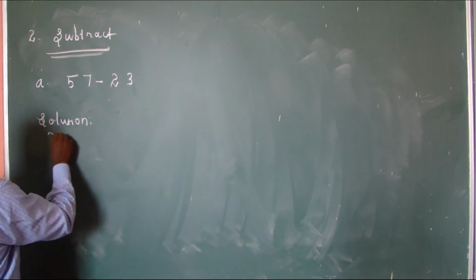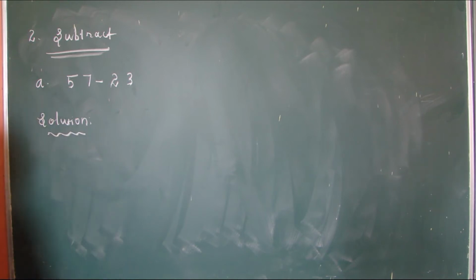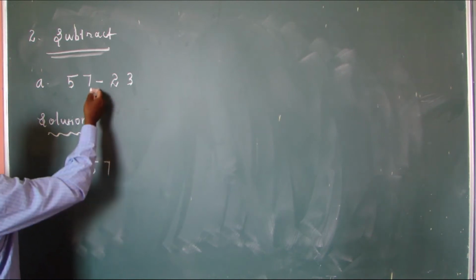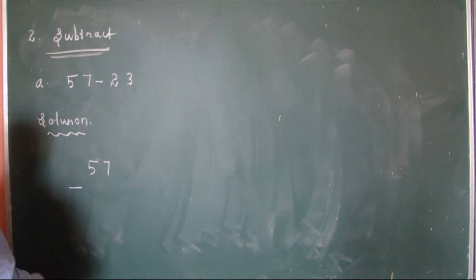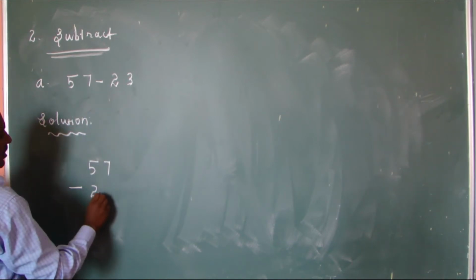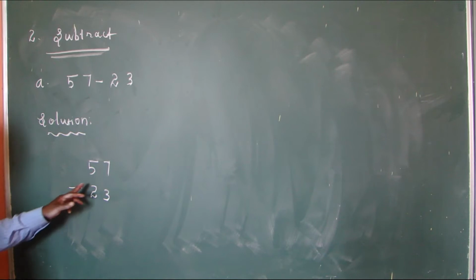Solution. First we arrange the numbers vertically. Given numbers, first one is 57. The operator is minus. The second number is 23. 57 minus 23.